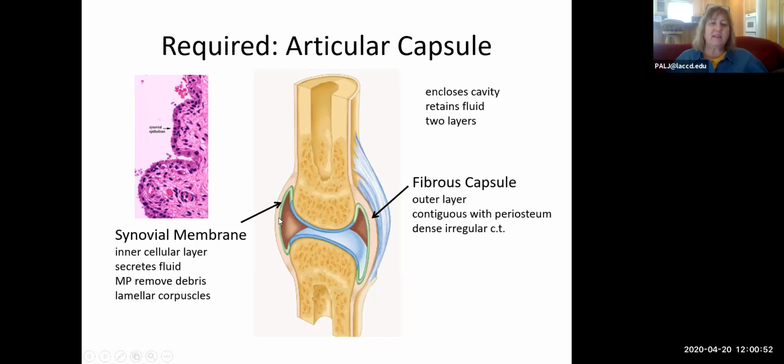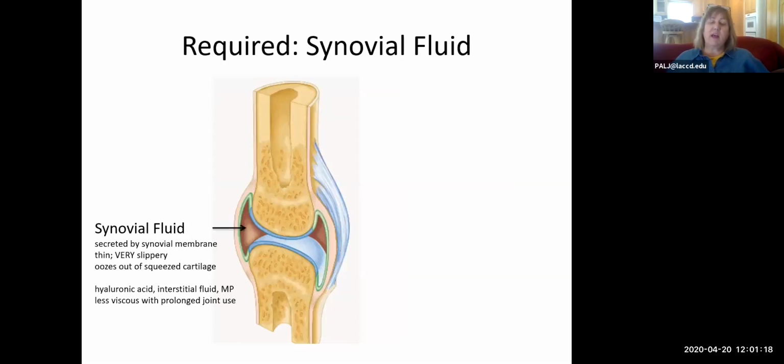Now I want to point out that the synovial membrane completely surrounds the cavity space except where there is hyaline cartilage. The articular cartilage is not covered by the synovial membrane, because what we don't want is membrane rubbing against membrane. All right, the next required element is we must have synovial fluid inside the synovial cavity.